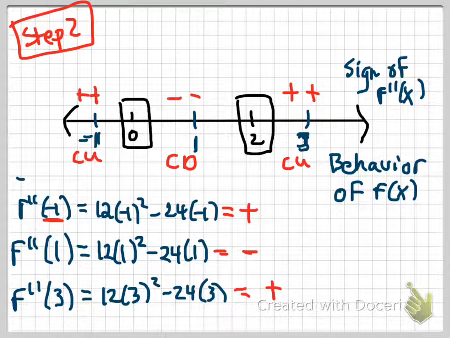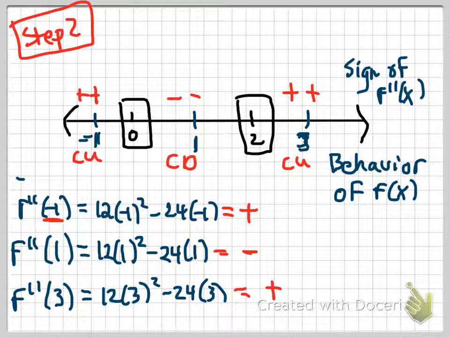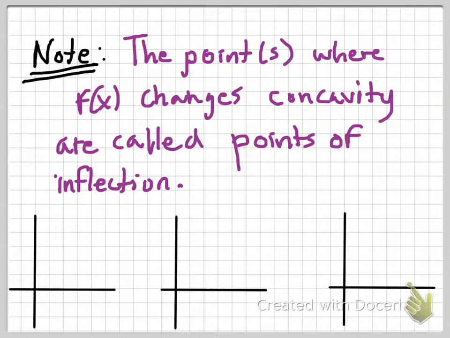And so now we know that the shape of the graph is up, down, and up, and these points at 0 and 2 are the points where they make the transition and change from up to down. So now we know the shape of our graph: concave up, concave down, concave up. And I want to put a little note back here.